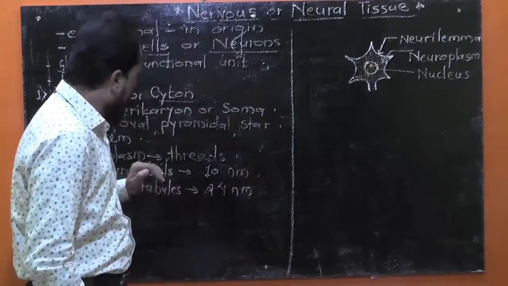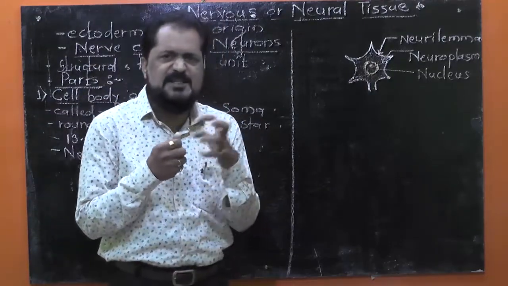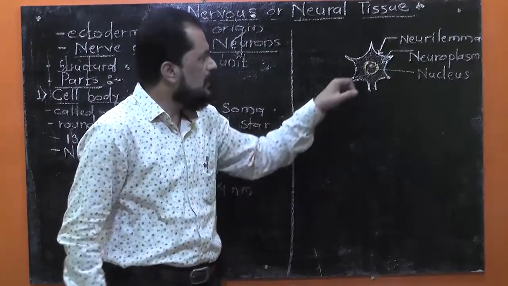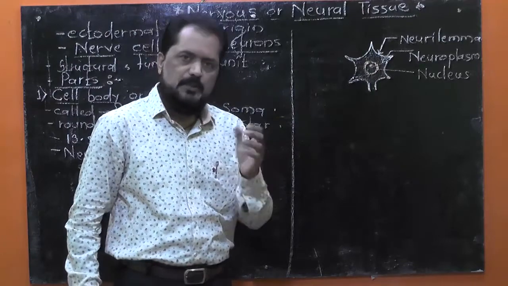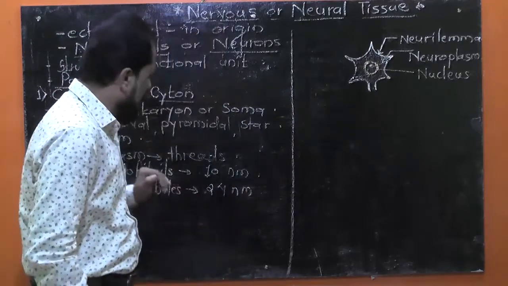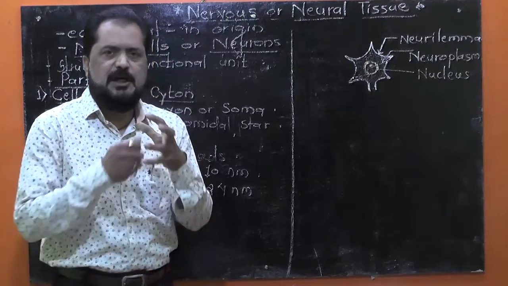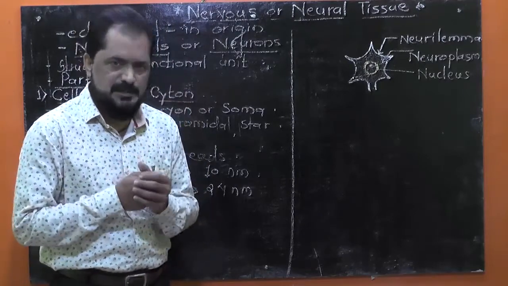Actually, the neurofibrils form a very intricate, that is highly complicated, network in the neuroplasm. या neuroplasm मध्ये या neurofibrils अतिशय कॉम्प्लिकेटेड, इंट्रिकेट, किचकट अशा प्रकारचं जाळं तयार झालेलं असतं.